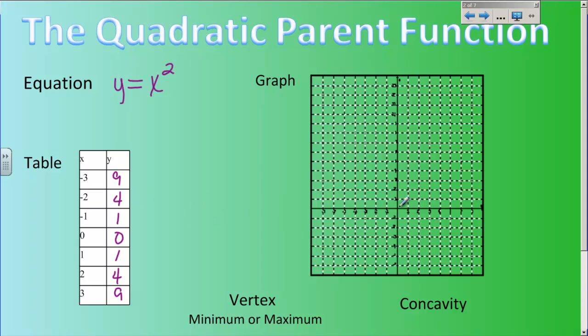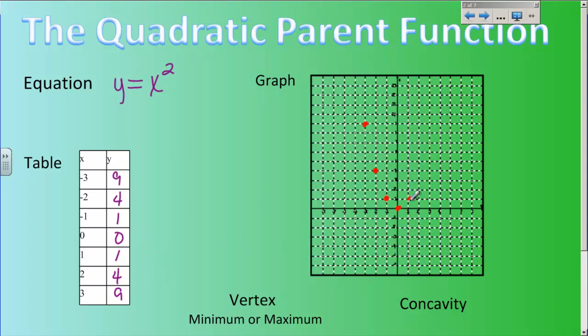So I'm going to plot the 0, 0 point first. And then I'll start with these. So I have -3 and 9. I have -2 and 4. And then -1 and 1. And then on the other side, so you can see these numbers are nice. They're symmetrical. On this side of 0, you have 1, 4, 9. And on the other side of 0, you have 1, 4, 9. So it's nice and symmetrical.